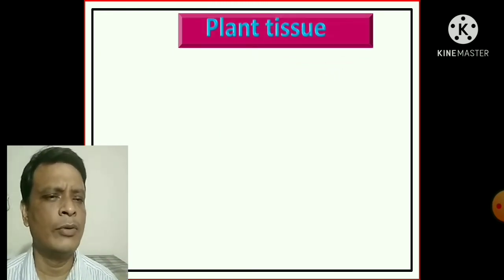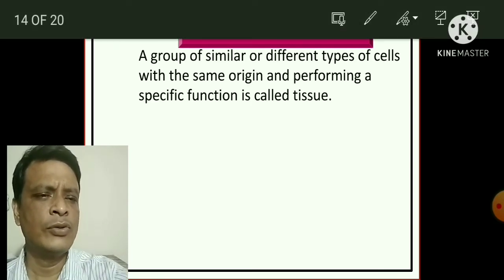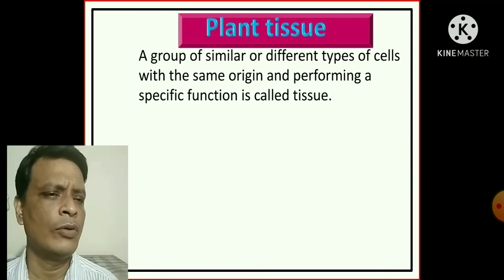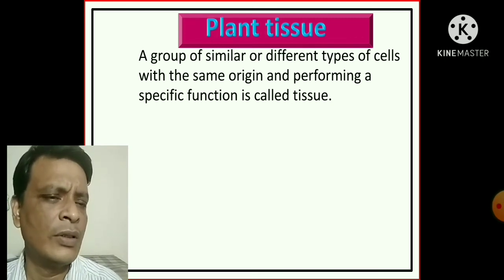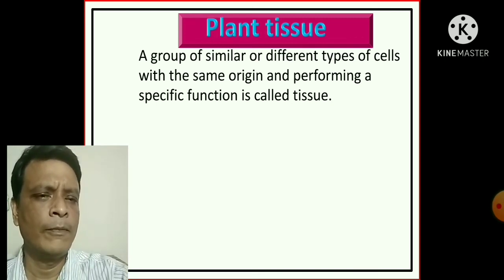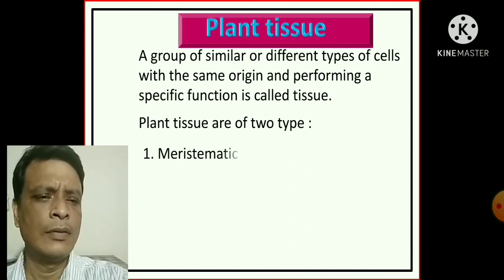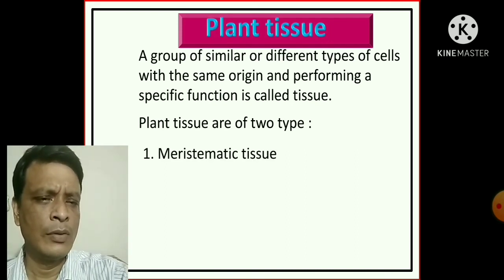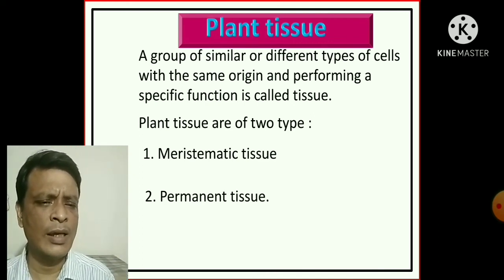Now let's discuss the plant tissue. What is plant tissue? A group of similar or different types of cells with the same origin and performing a specific function is called a tissue. Plant tissues are mainly of two types. Number one, meristematic tissue. Number two, permanent tissue. Meristematic tissues are those tissues which have the capacity of cell division.